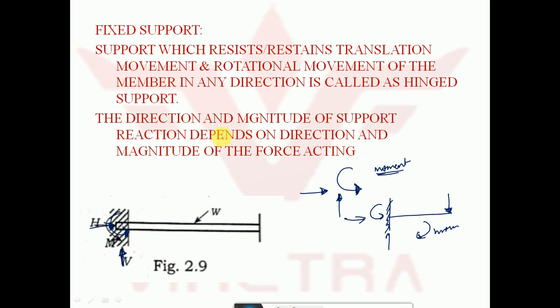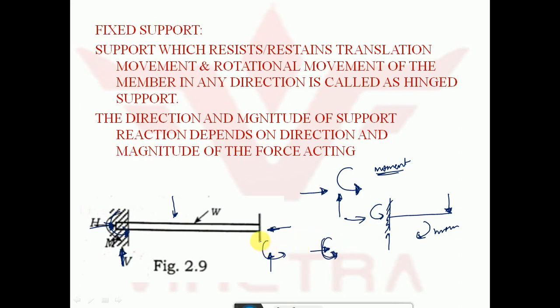The direction and magnitude of the support reaction depend on the direction and magnitude of the force acting. See here, if only a vertical force is acting, the support reactions developed will be a vertical support reaction and a moment. If a horizontal force is acting here, the support reaction developed will be a horizontal support reaction, and a moment may or may not develop. If this force passes through the CG, there is no moment. If the force passes at a perpendicular distance away from the CG, then a moment will develop.